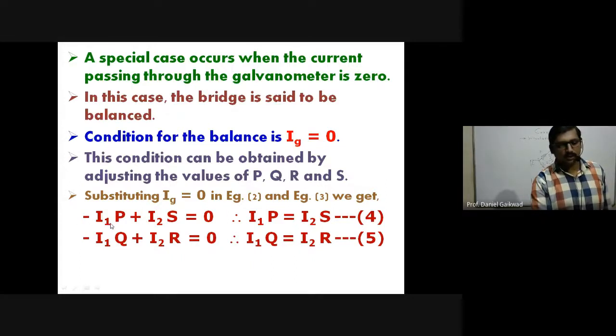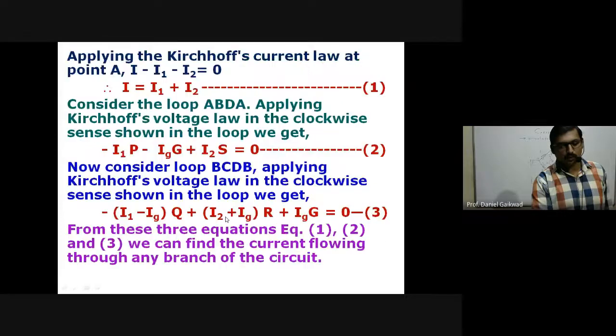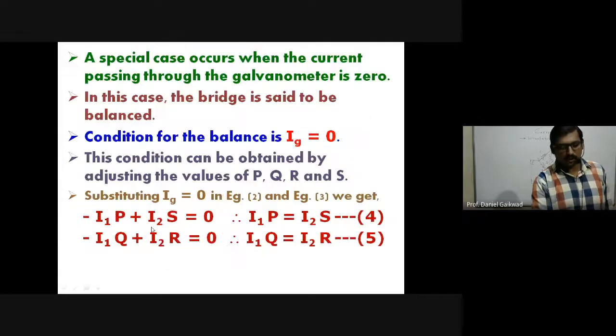So Ig is 0, and what remains here is minus I1P plus I2S, that is equal to 0. So in equation 2, the second term becomes 0, and the first and third terms remain as they are. Similarly for equation 3, Ig is 0 in the first term, the second term, and the third term. What remains here is equation number 4 and equation 5.